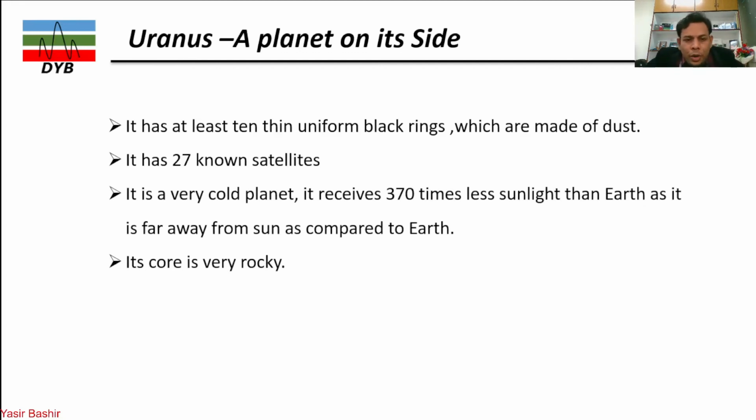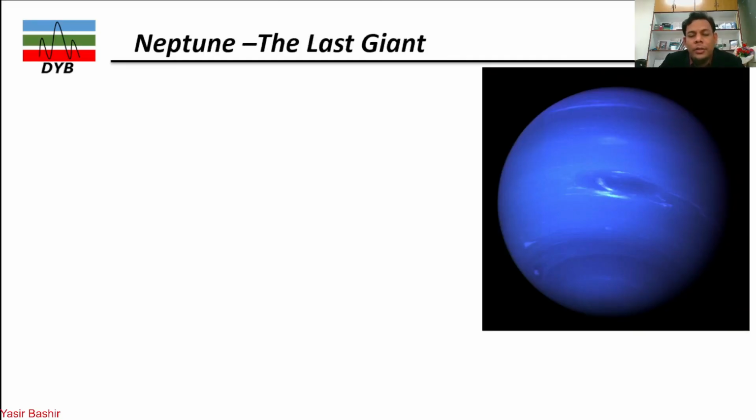If you look at the temperature of this planet, it is a very cold planet which receives 370 times less sunlight than the Earth. Obviously it is far away and is the second last planet of the solar system, so the heat will not be transmitted too far, or it will be less effective at this distance. Also, the core of Uranus is very rocky. It is not gases or something else.